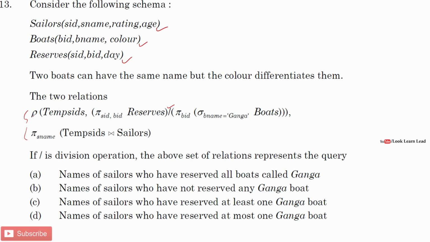This is a rename operator. So we would be renaming our resultant, our final schema, as temp SIDs. We will be renaming the final schema as temp SIDs. Okay, this operator is done.